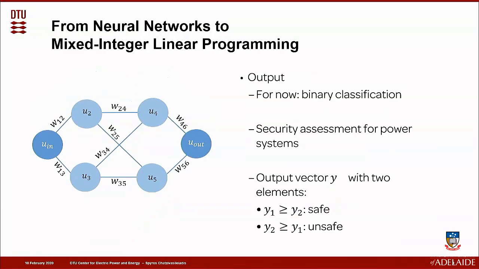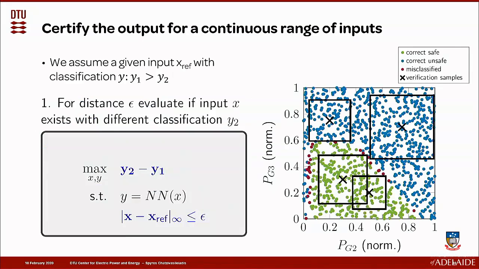One more thing before going to the actual formulation of the problems: the outputs. As I said, we have this one-hot encoding. So we have a vector with two elements. If y1 is larger than y2, it's safe. If y2 is larger than y1, it's unsafe. That's what I need you to remember for the next slide. First, the definition of a problem.